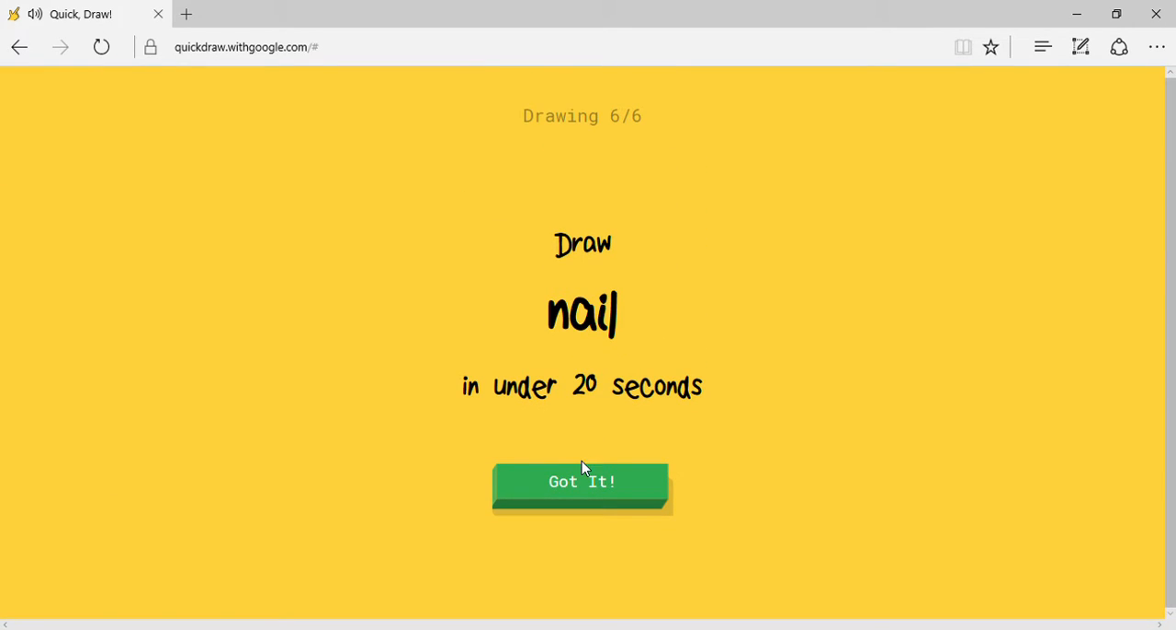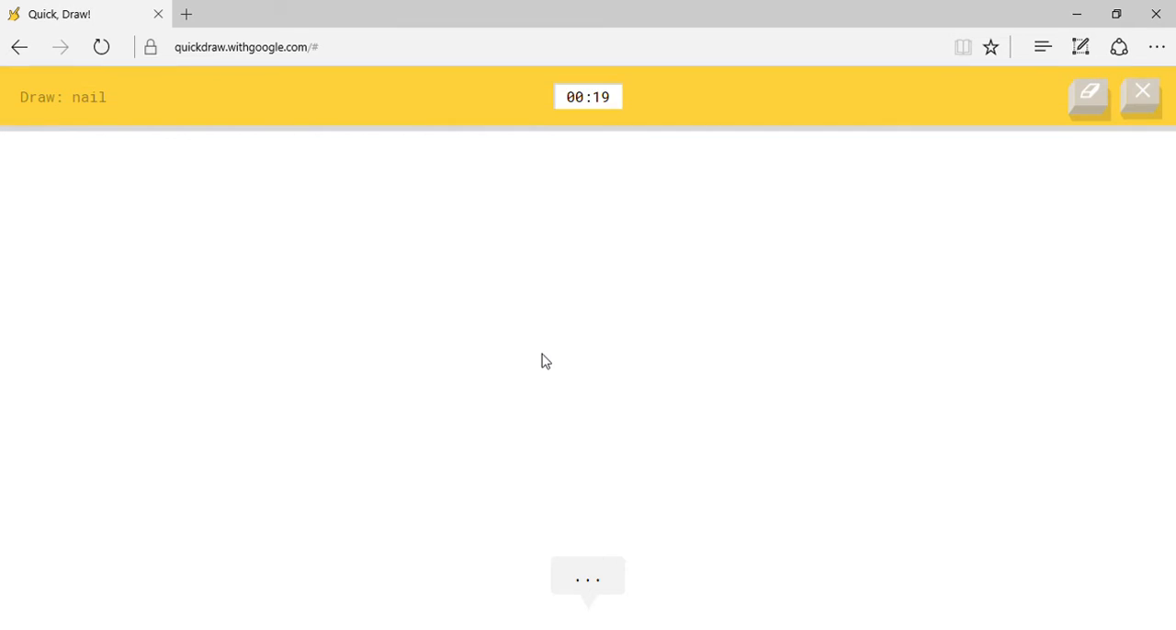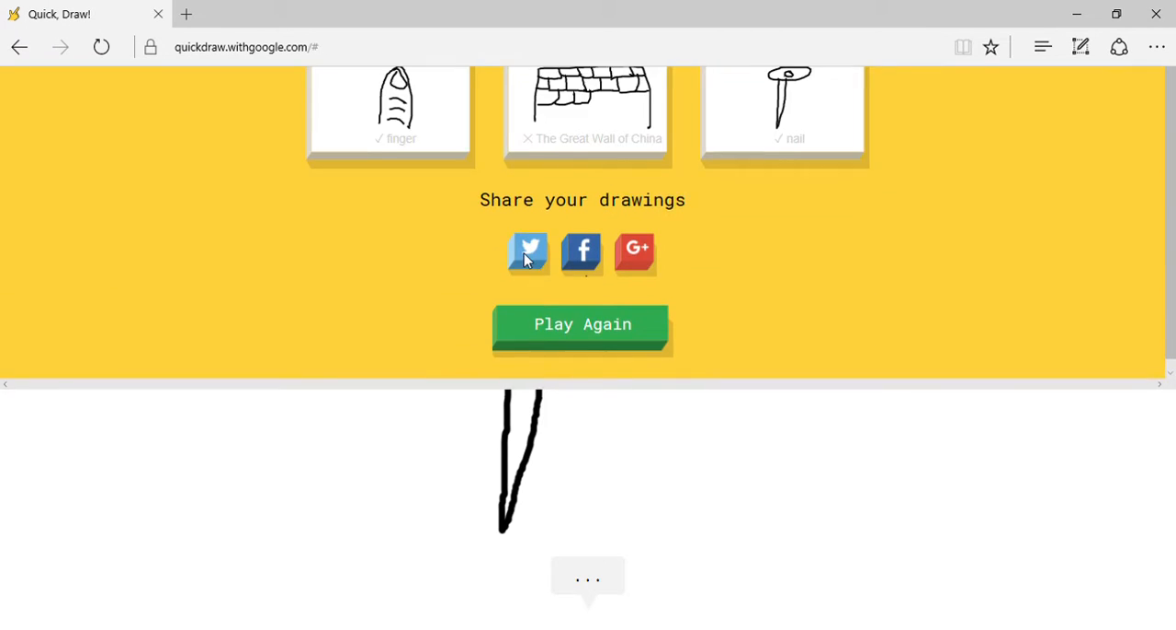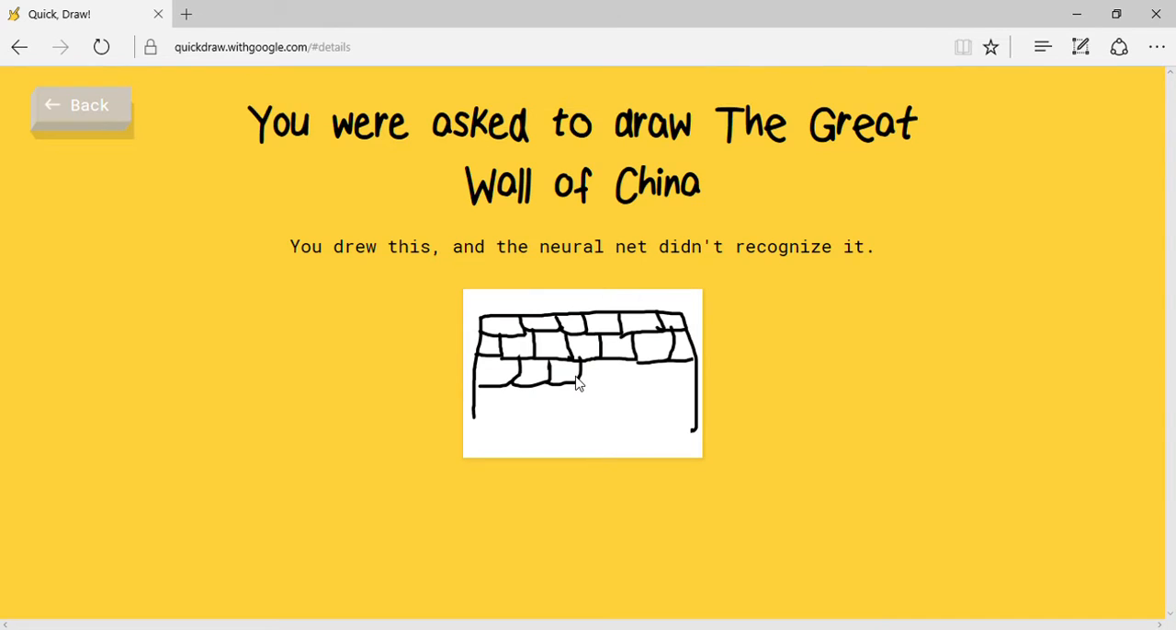A nail. I see belt. What kind of nail? Because it's hard to draw this, and I see blueberry. Oh, I know. It's nail. It's ugly. Let's go for the Great Wall of China.